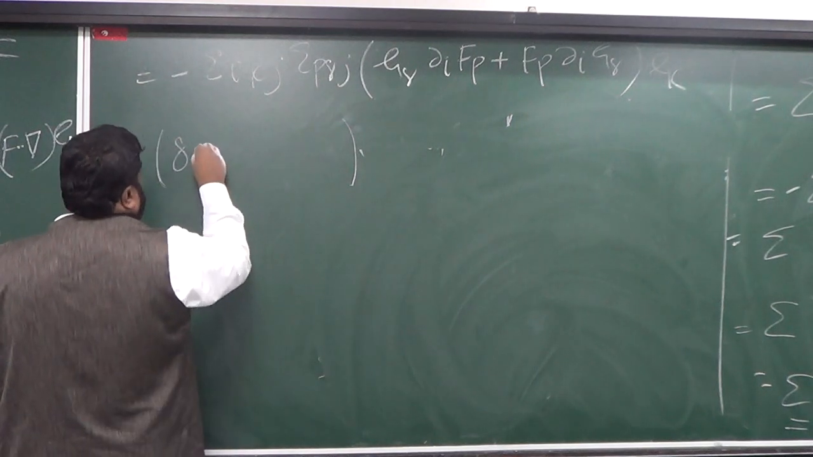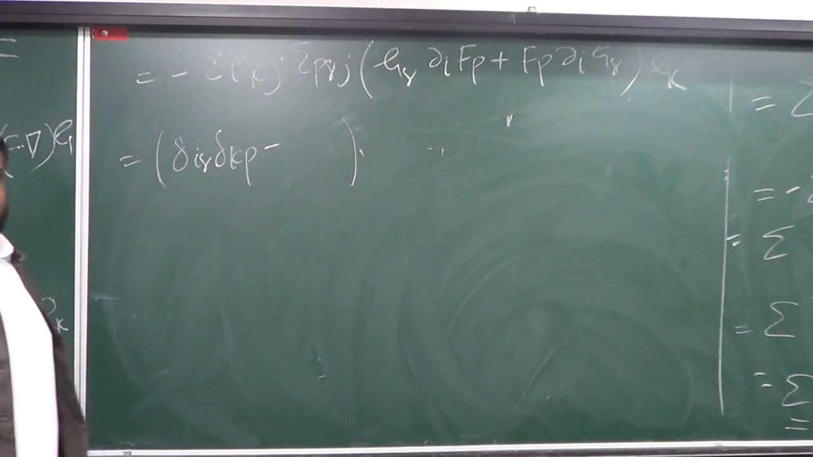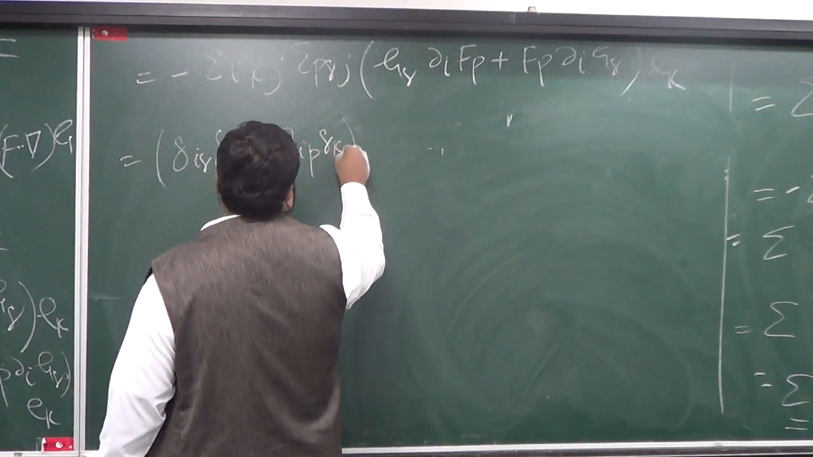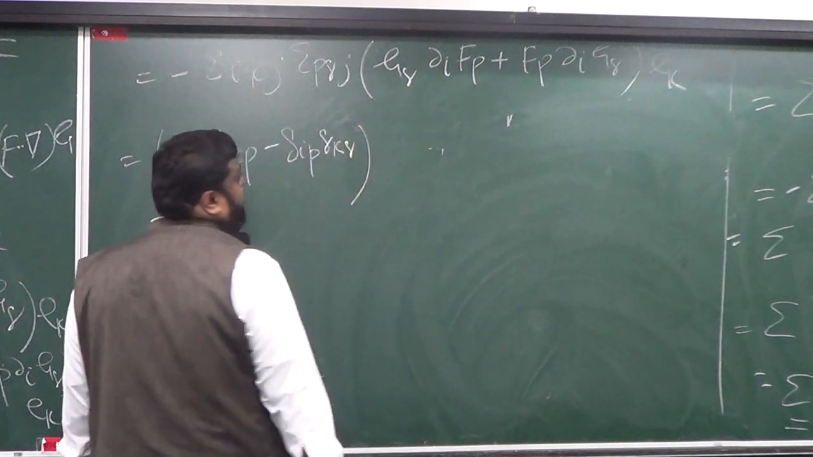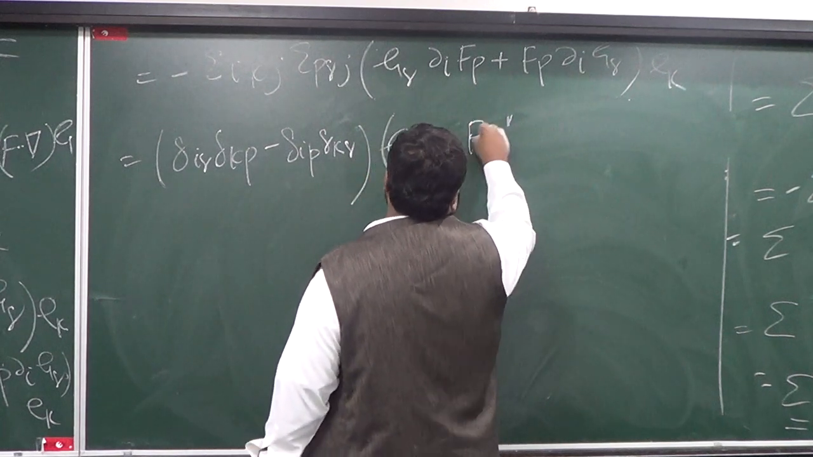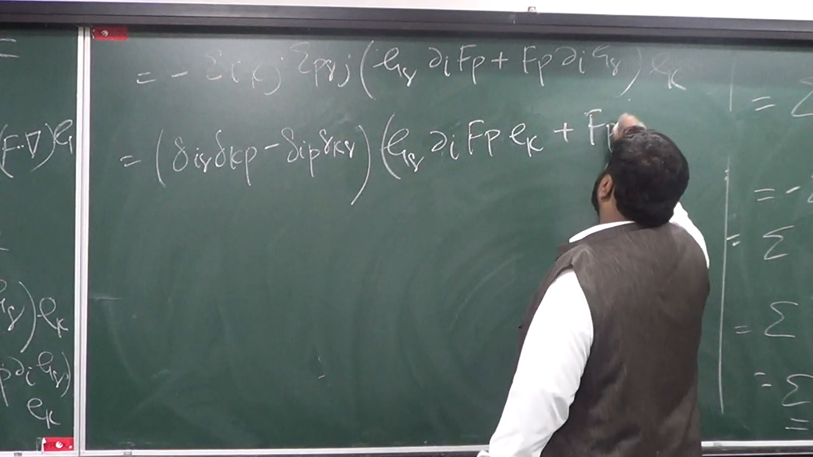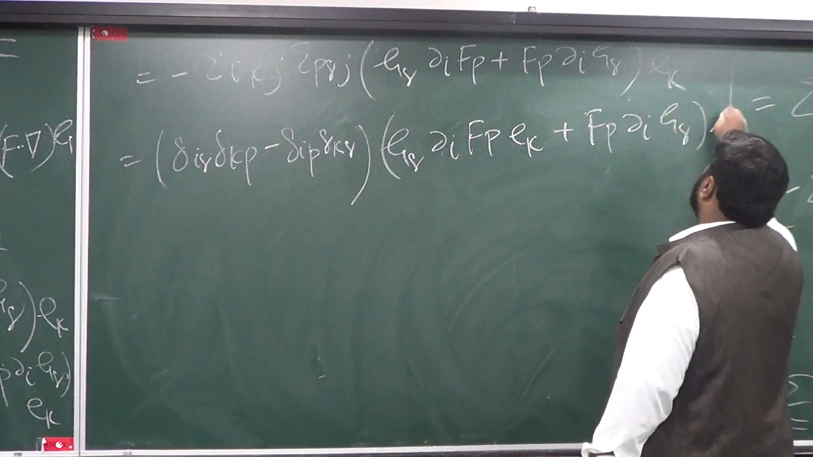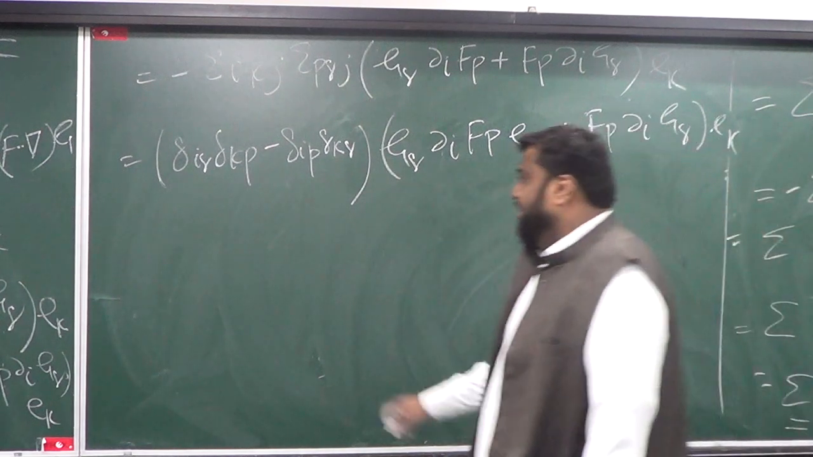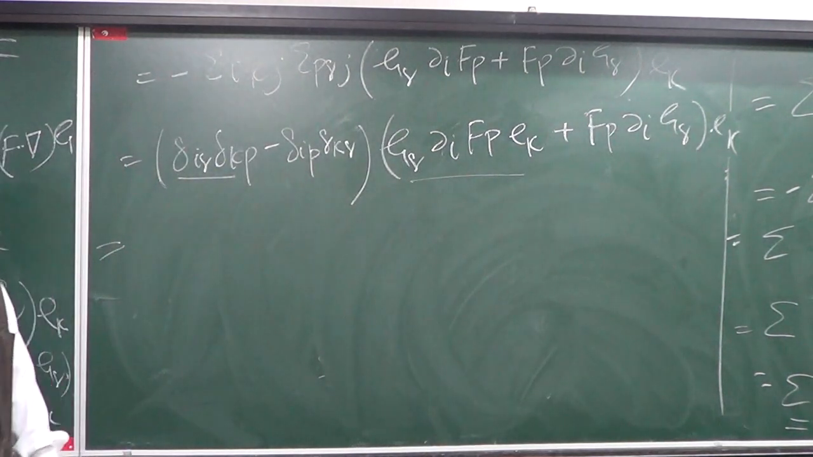So what are you going to get? Delta IQ, delta KP, minus delta IP and delta KQ. So G_Q partial I F_P, let me write E_K here separately, F_P partial I G_Q and E_K. Okay? And I'm going to go direct now. So let's multiply this term with this term, and after simplification, tell me what will happen.